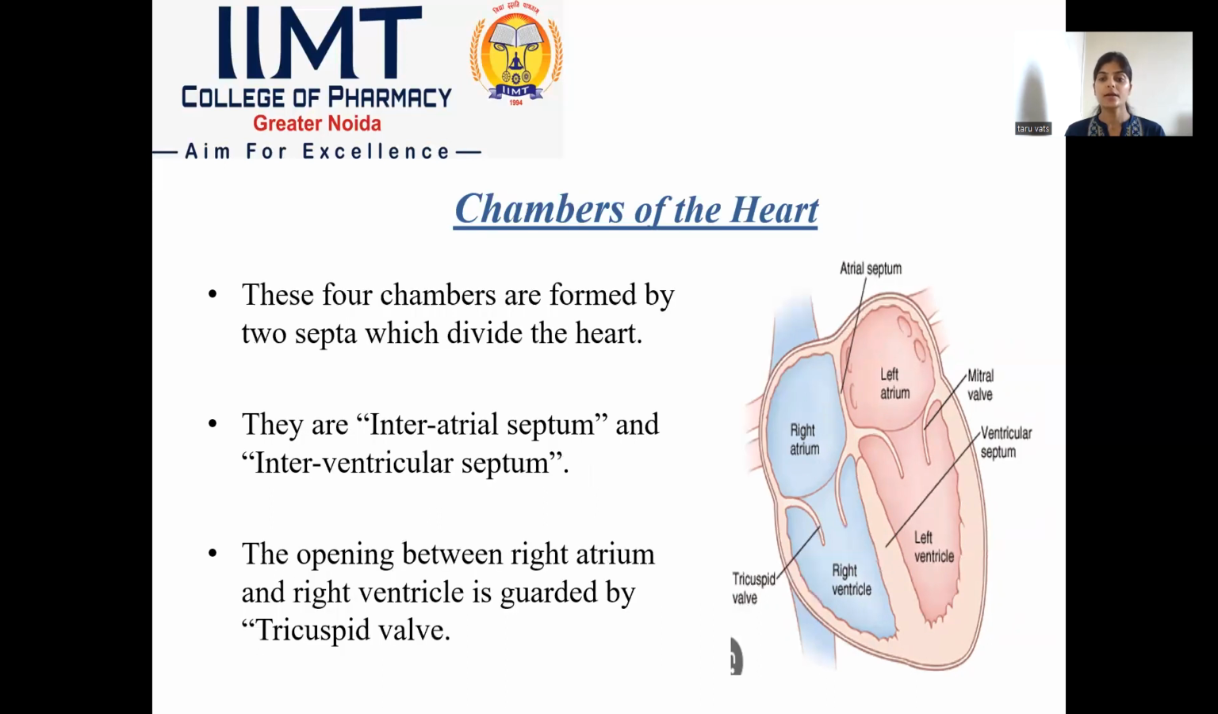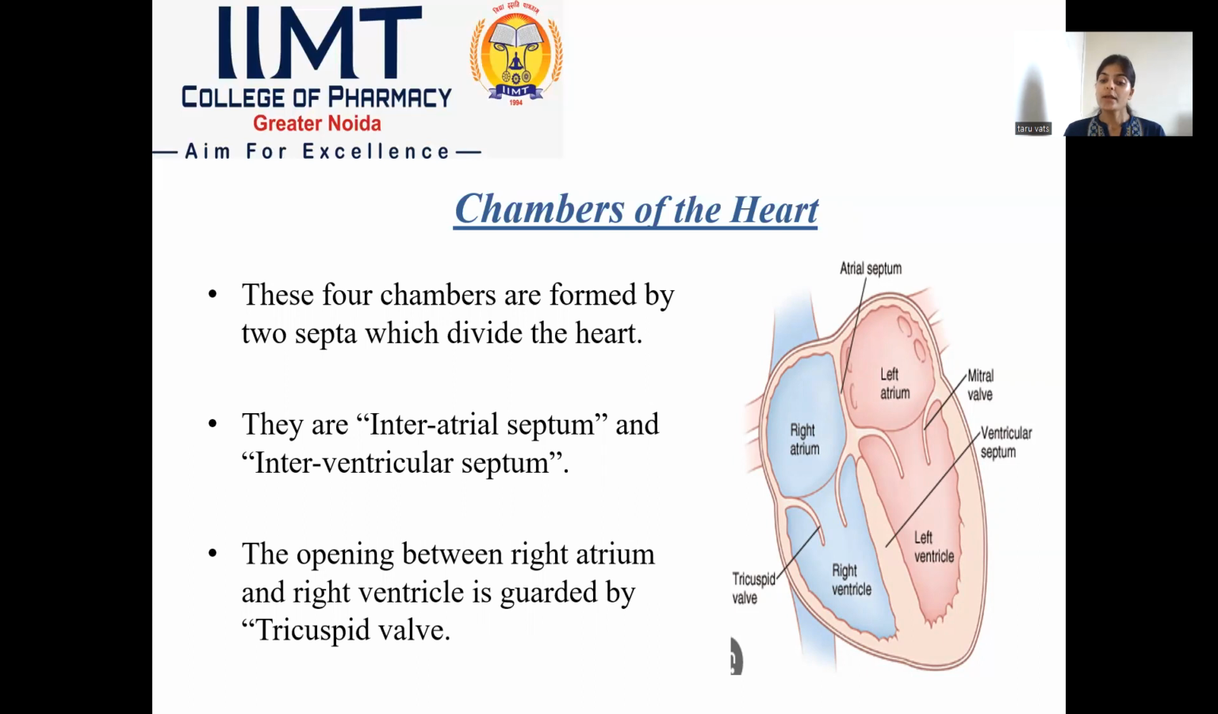Moving to the next slide. These 4 chambers are formed by 2 septa. Septa is something which divides the heart chambers. So, the right atrium chamber and left atrium chamber are separated by the interatrial septum. Same as the right ventricle chamber and left ventricle chamber, these are separated by the interventricular septum.